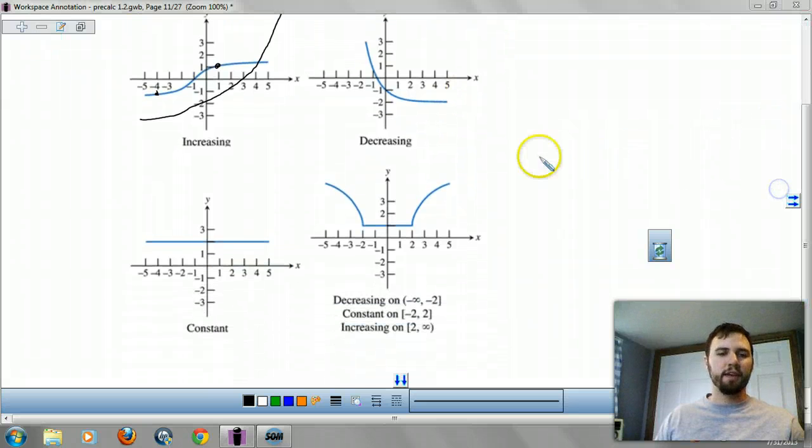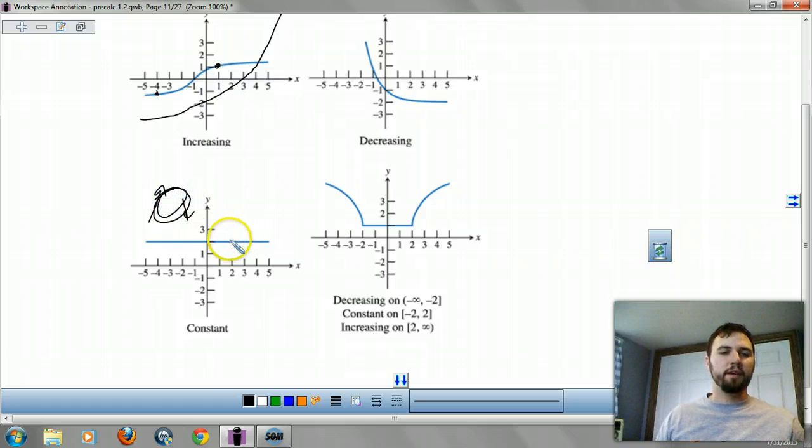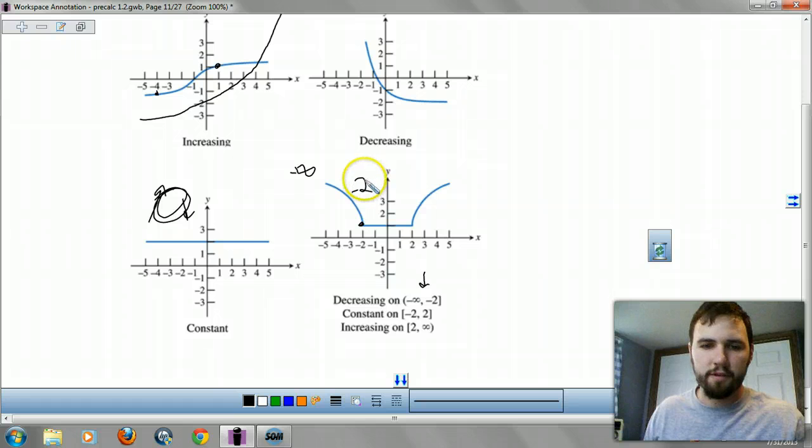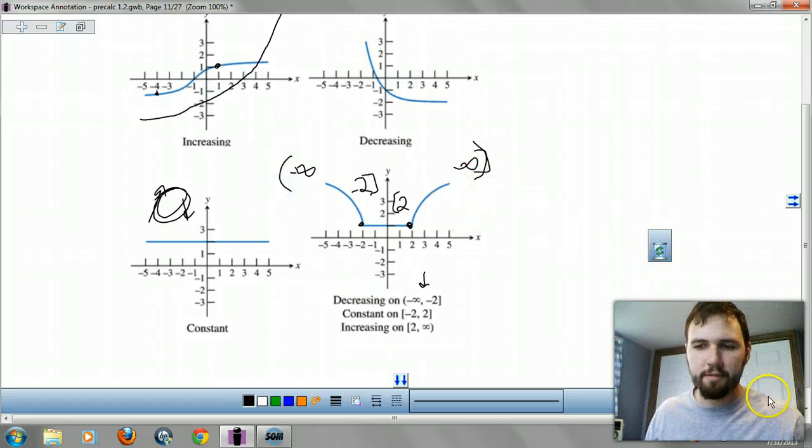Your money's decreasing. Constant means you're not going up or down. So you always have $2 over time. You have $2 in 5 years or 10 years. Now this one, look at your interval notation: you're decreasing from negative infinity to negative 2. You're constant from negative 2 to 2. And then you're increasing from 2 to infinity.